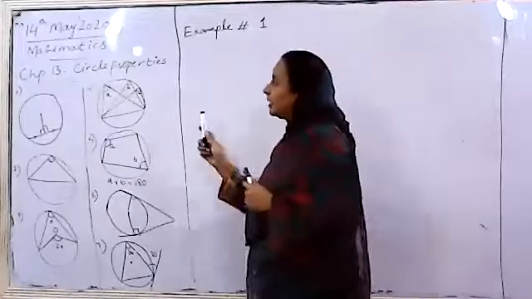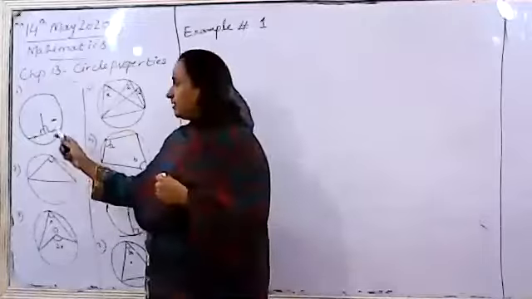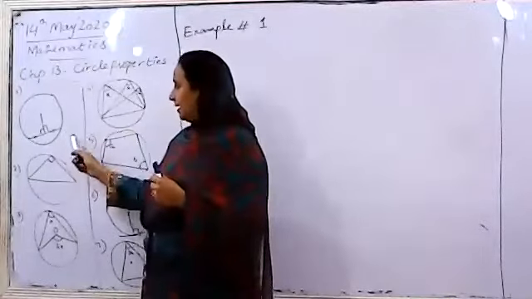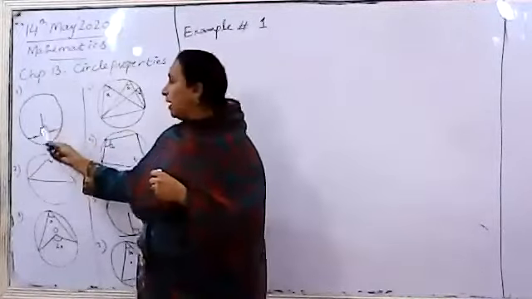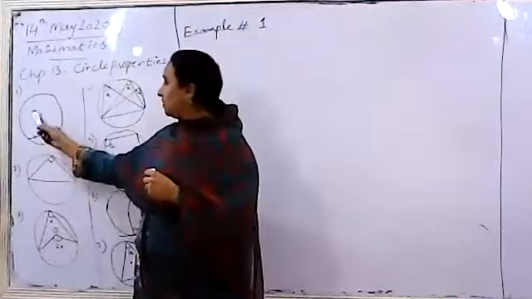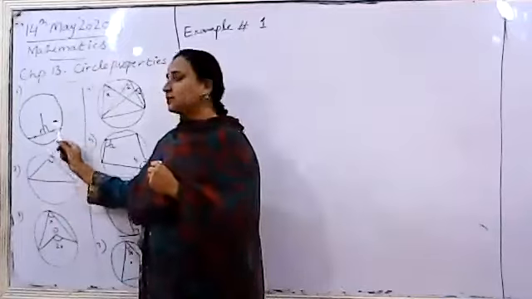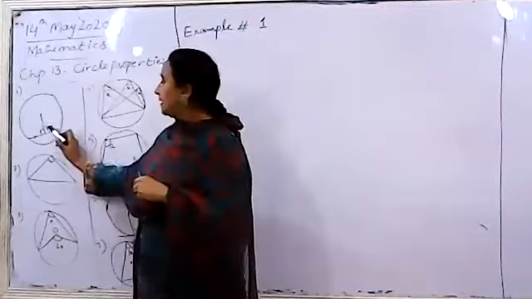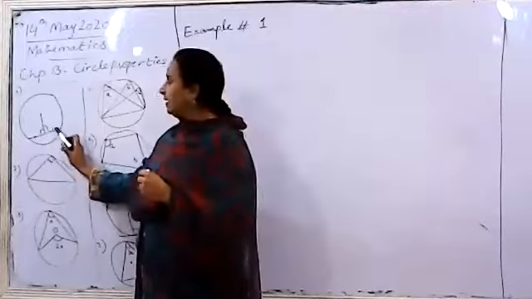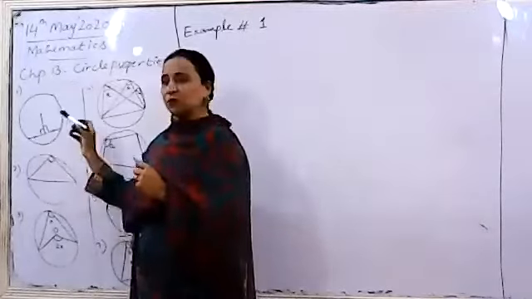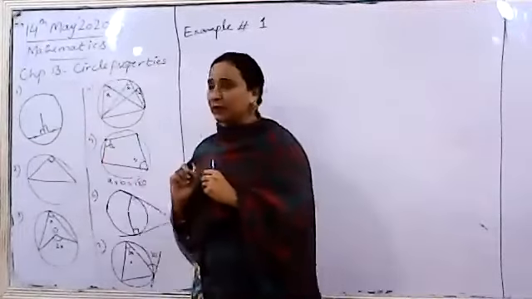Okay, let's start with the properties. The first property, my dear students, is that if you have a perpendicular and it falls on a chord, a chord is a line which touches your circle at 2 points. So if a perpendicular falls on a chord, it makes an angle of 90 degrees and it divides your chord into 2 equal parts. This is your property number 1.